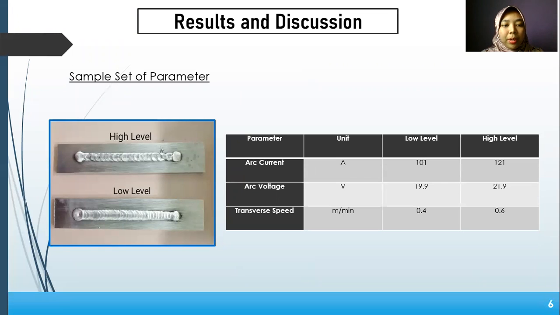So from the sample of preliminary experiment, a sample set of parameters has been produced. To implement the weld beads, it will use two aluminum base plates with two levels of parameter, which are low and high level. The low level involves 101 ampere of current, 19.9 voltage with 0.4 meter per minute of transfer speed, while the high level involves the current of 1 to 1 ampere, 21.9 voltage with 0.6 meter per minute of transfer speed.